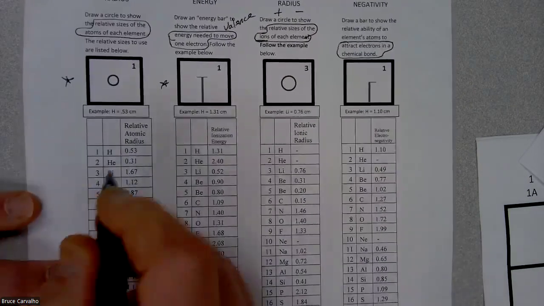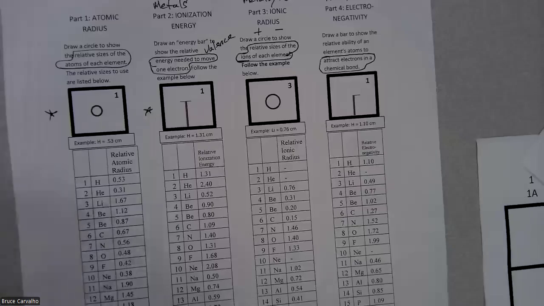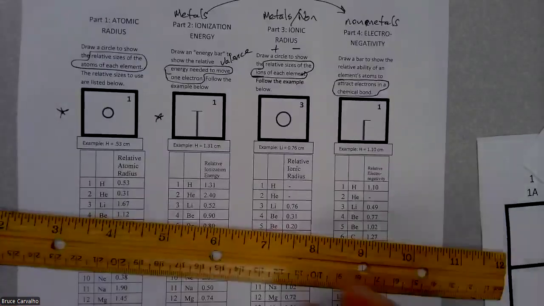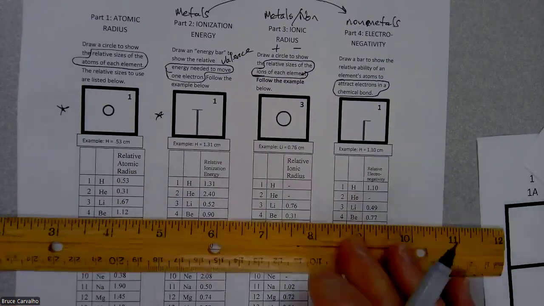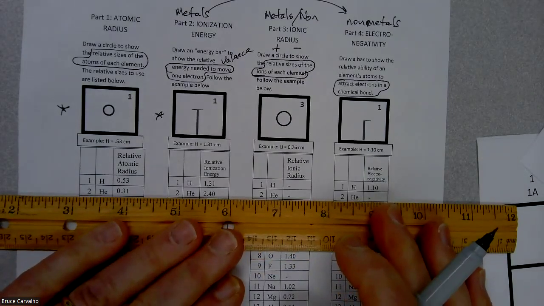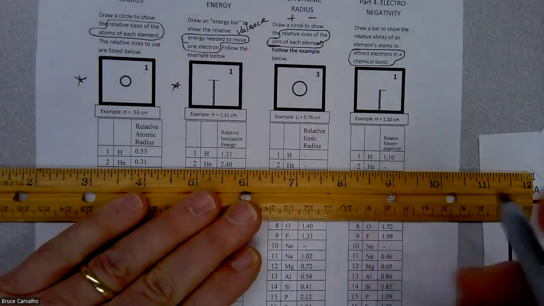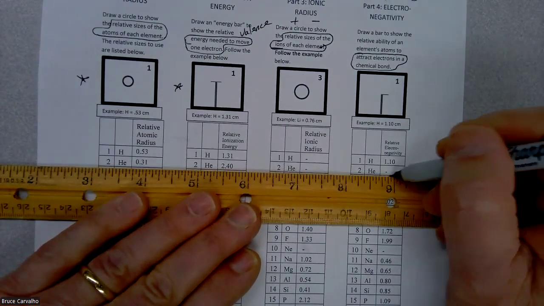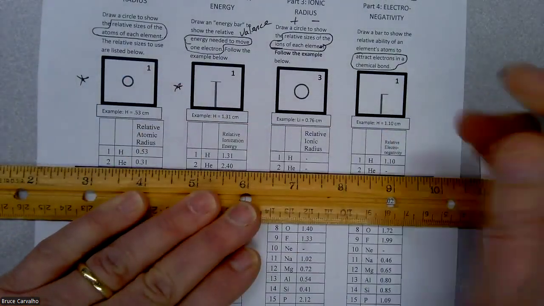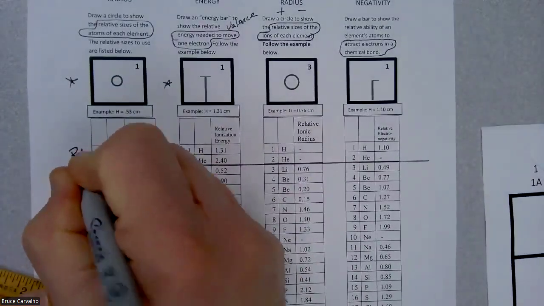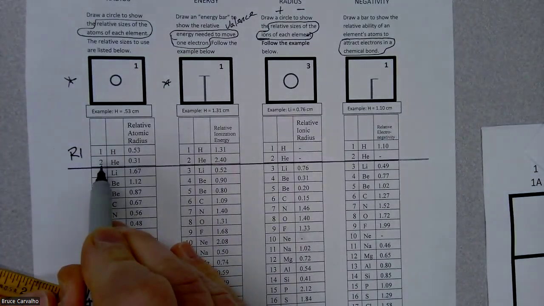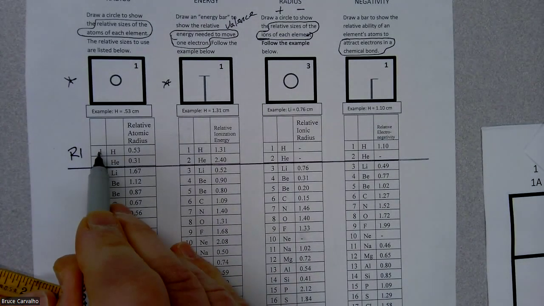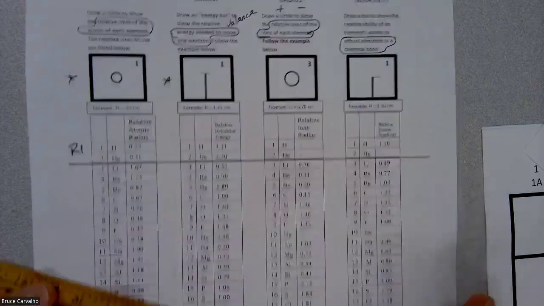Okay, so one thing I want you to do, even before we get going here, is identify where the rows of the elements are, so that when you're looking at your periodic table, you'll know which ones are where. This is row number one. Row number one has elements 1 and 2 in it as we go from the left side of the periodic table to the right side.